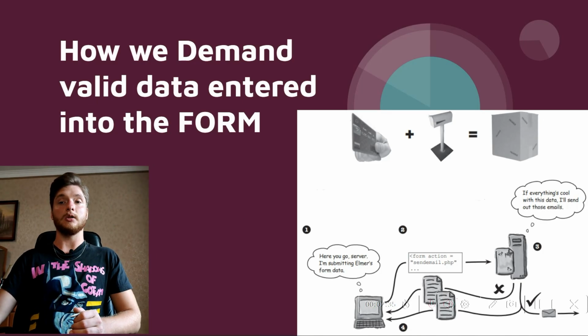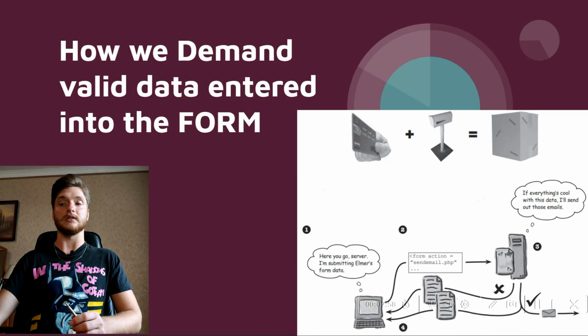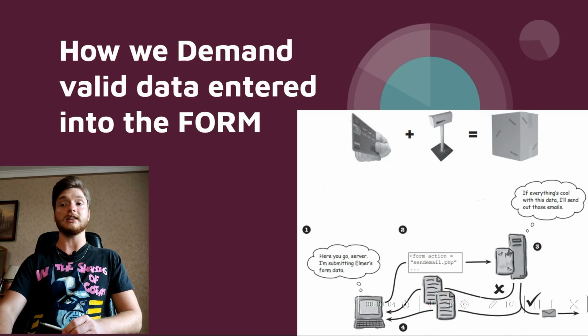Okay, 1. Elmer fills out and submits the sendmail form. 2. The form data is sent to the sendmail script on the server. And 3. The PHP script validates the data. It's good if it sends out the emails. If not, it sends an error back to the client. And 4. The server sends an HTML response back to the browser, either that the email was sent or that the form data was invalid.